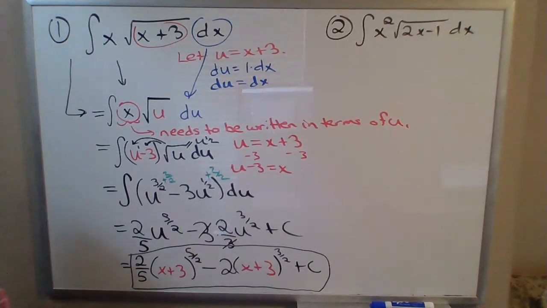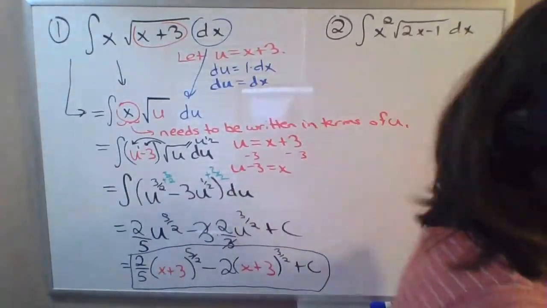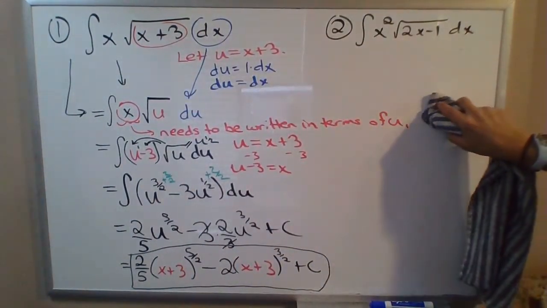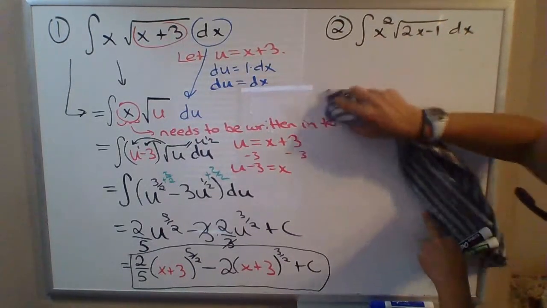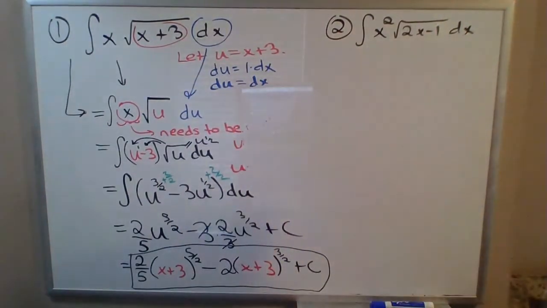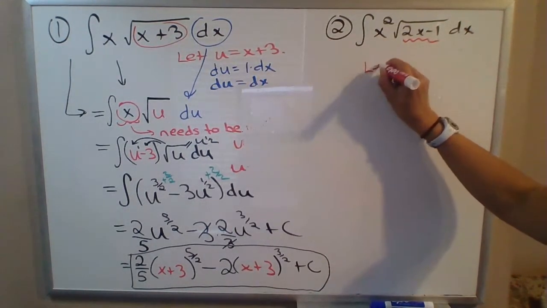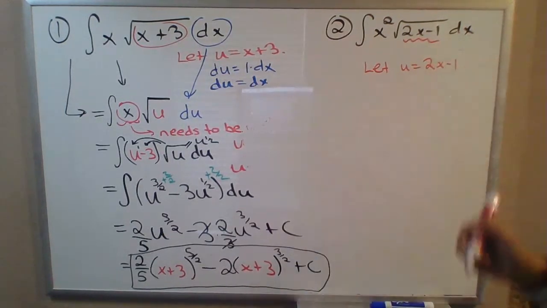Since that's kind of a new technique, I did want to show a second illustration of that technique over here. So in this integral of x squared times the square root of 2x minus 1, I'll need to just make a little room here. So in this one, again, we're going to let u equal the inner function. So let u equal 2x minus 1.